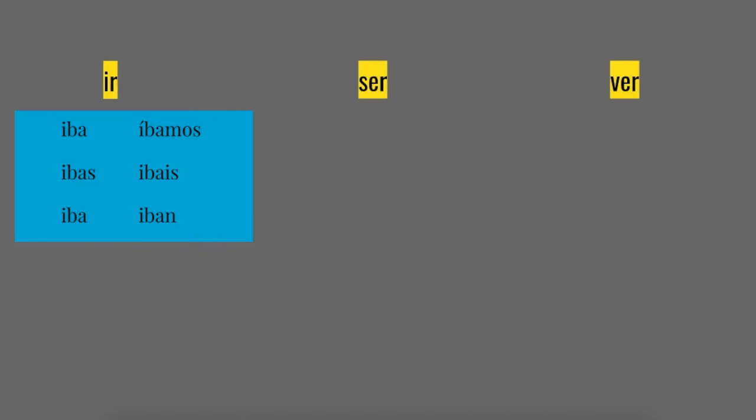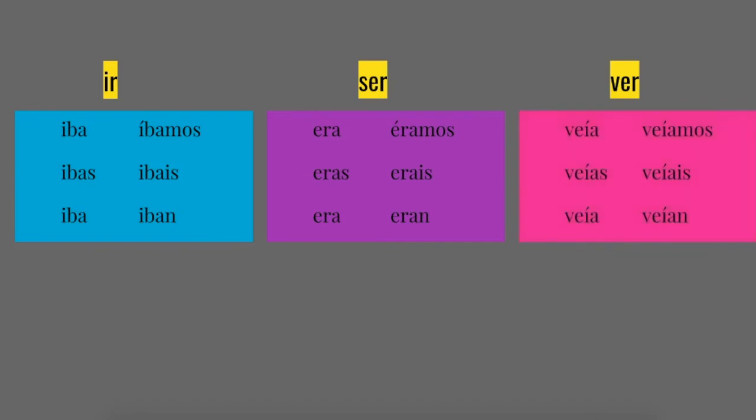Here are your conjugations for ser and your conjugations for ver. You'll notice the conjugations for the verb ver don't look that different from regular ER and IR verbs. The only difference is that instead of taking the ER off and then adding the ending, you're simply taking the R off and you're leaving the letter E on there.